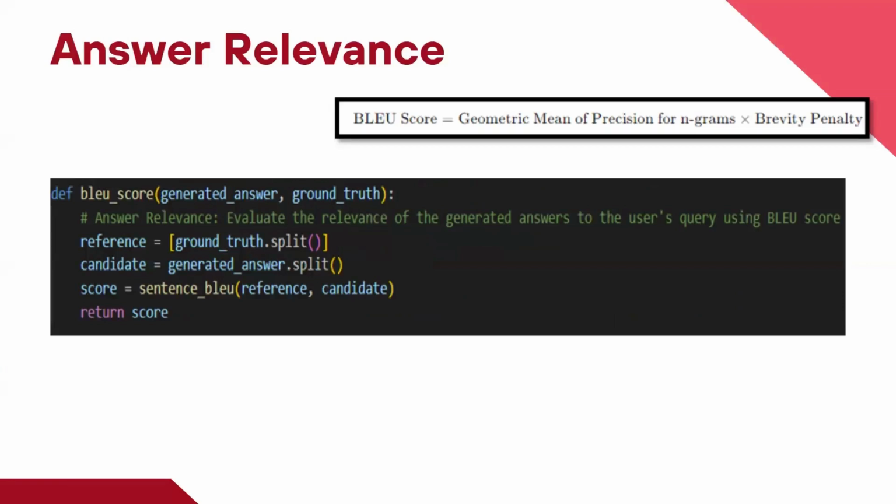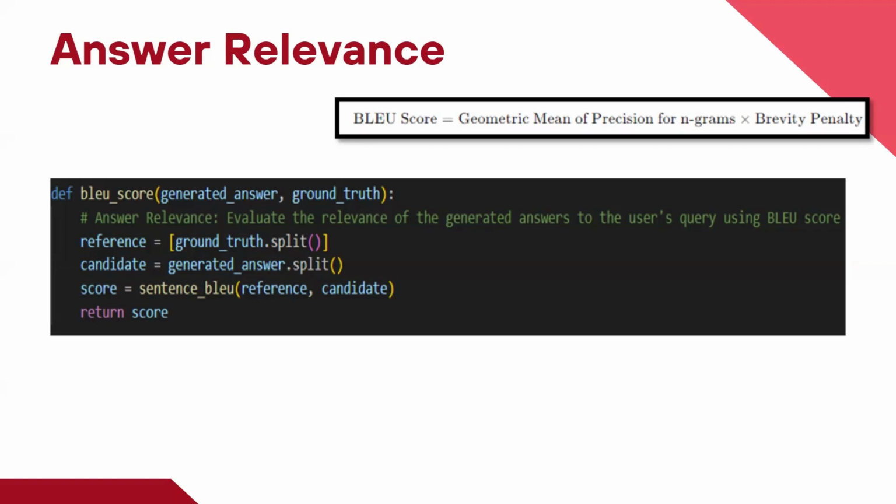Now coming to the answer relevance. It is measured using the BLEU score, which compares the overlap of n-grams between the generated answer and the ground truth. Let's define a function as BLEU score that takes two arguments, generated answer and ground truth. Now split the ground truth string into a list of words using the split method and wrap this list into another list. The resulting references is a list of lists, which is the format expected by the BLEU score function. Each inner list represents a reference sentence.